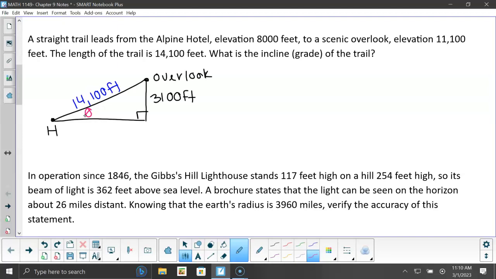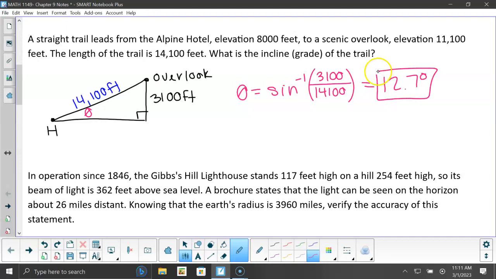All right. So we need to figure out what is the angle of that incline. How do you guys think you would do it? Inverse sine. So theta equals sine inverse of opposite over the hypotenuse. 12.7 degrees. Which is quite steep. It may not seem like it's super steep, but it'll feel super steep.